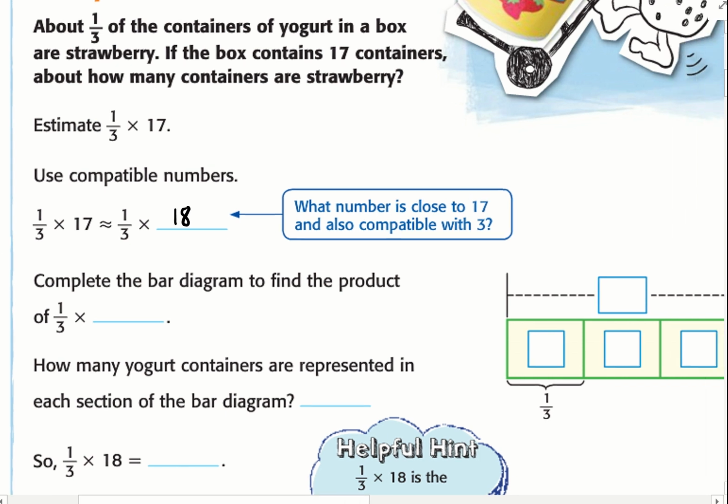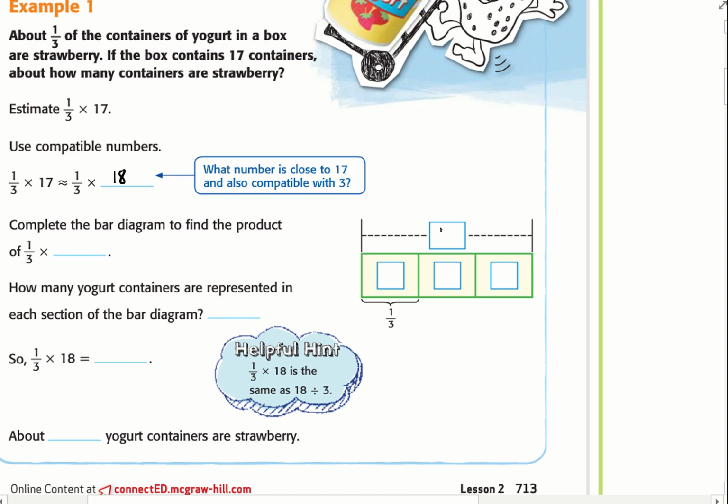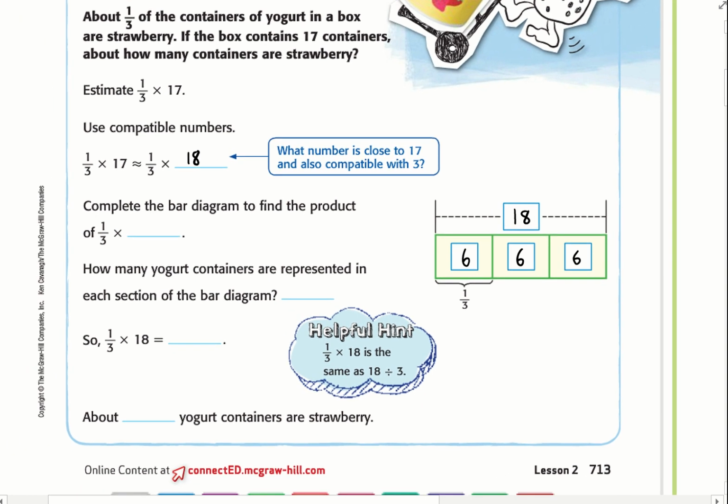Now it says complete the bar diagram to find the product. If this whole thing is 18 and is split up into thirds, that means if I have 6 in each box, that's going to be 18. So 18 times 1/3 is going to be 6. How many are represented? 6. So 1/3 times 18 is 6.